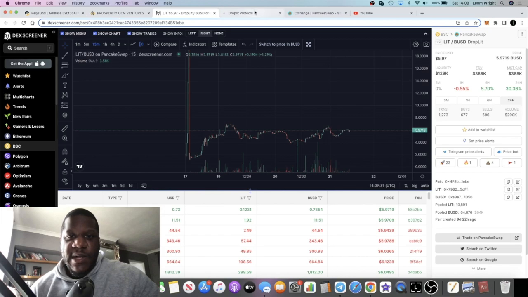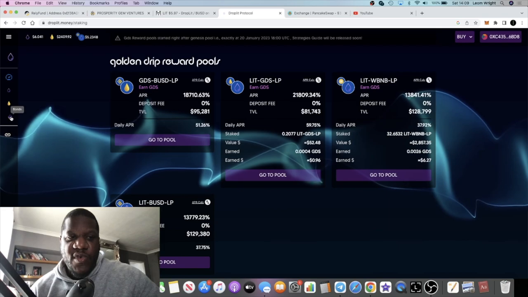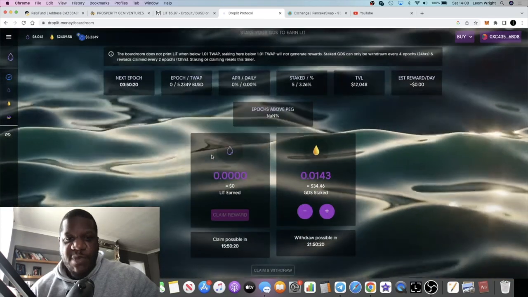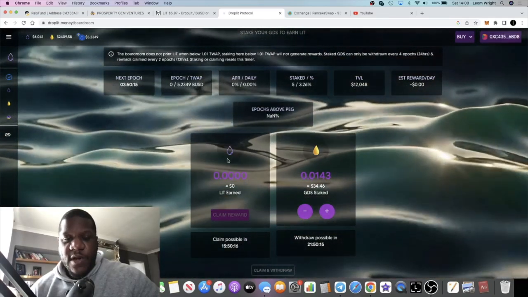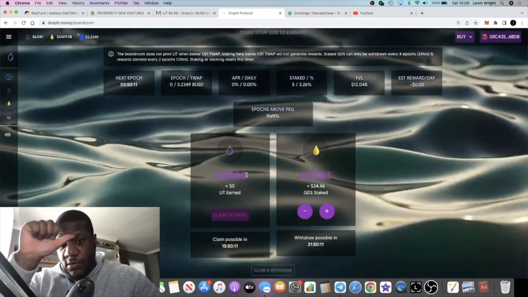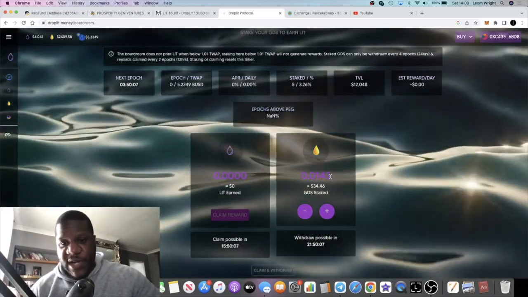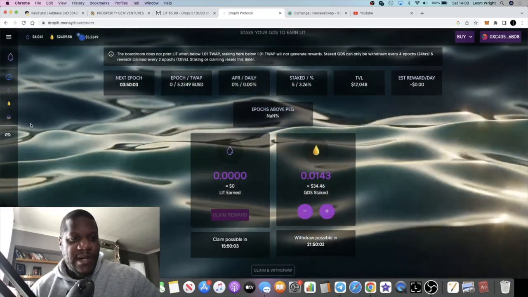So it's possible that the price of LIT will start to come down at some point after the epoch starts pumping the LIT rewards. But if you know how to play this thing, the aim is to hold on to your LIT, not to sell your LIT. But naturally, some people will, if they've got a bunch of GDS staked in here, they're probably going to earn a decent amount of LIT.